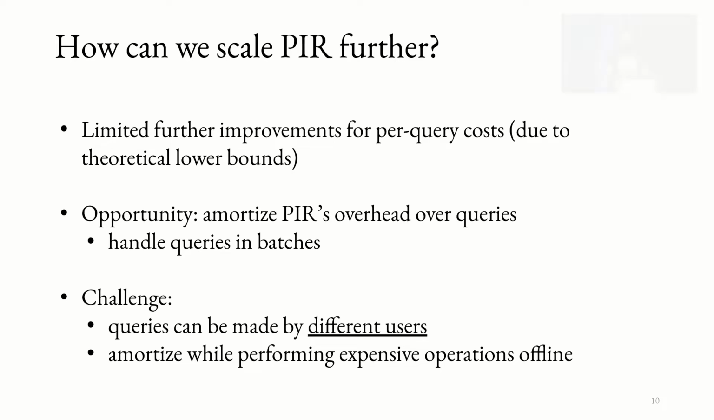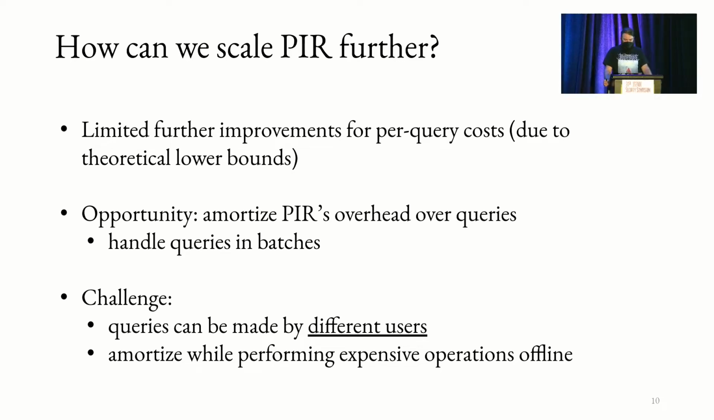Due to the theoretical lower bounds for PIR, there is very little we can do to improve the asymptotic complexity of any isolated query. Instead, applications like this one with a large number of queries give us an opportunity to amortize the overheads over the different queries. This requires us to handle queries in batches rather than individually, but poses an interesting challenge. We need to amortize costs over the queries made by different users, while also carrying out the expensive operations offline to speed up our online protocol.